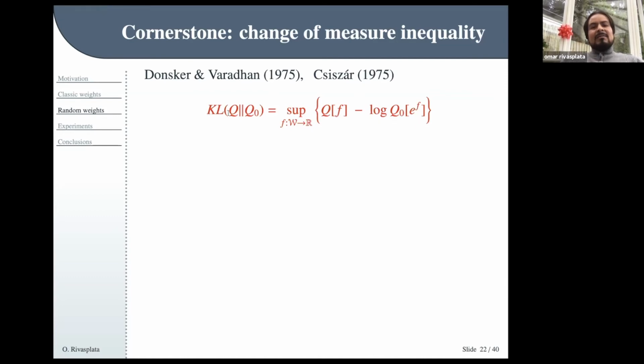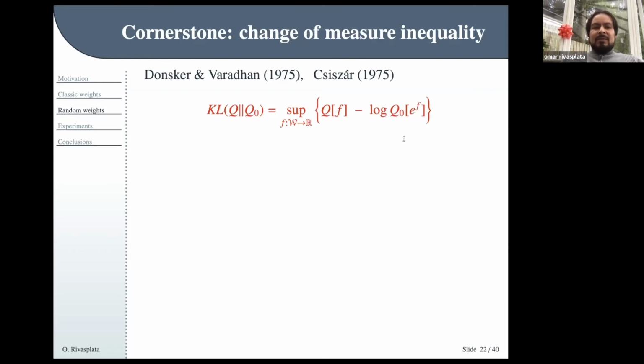One can write the KL between two distributions over the same space. In this case that space is called W, seen for neural networks as the weight space. So we have two distributions on that space of weights, and the KL between them is exactly equal to the supremum over all functions from that weight space to the reals of the average of the function with respect to the distribution Q, appearing as the first argument of the KL, minus an exponential moment term of the same function, but with respect to the prior, or the Q-naught distribution.